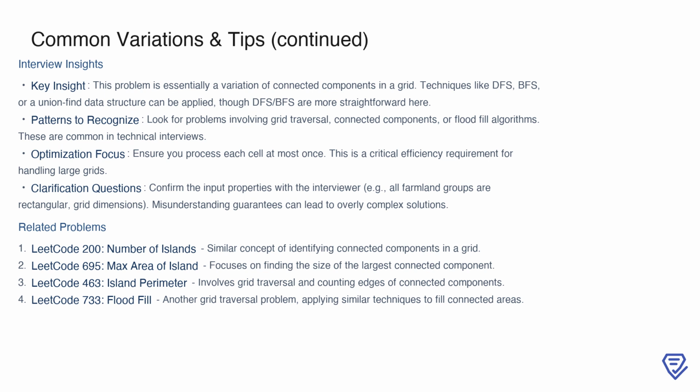When discussing this problem in an interview, always confirm assumptions with the interviewer, such as whether all farmland groups are guaranteed to be rectangular. Misunderstanding these guarantees can lead to overly complex solutions. Finally, related problems like LeetCode 200, 695, 463, and 733 provide excellent practice for mastering the core techniques used here.